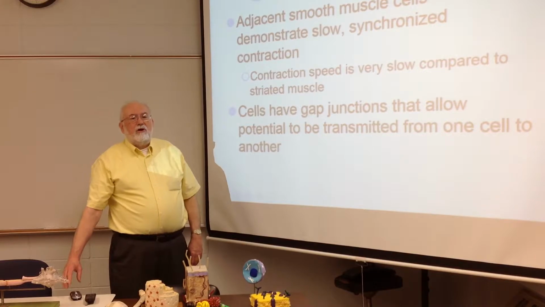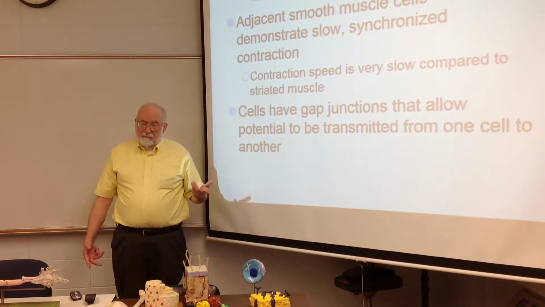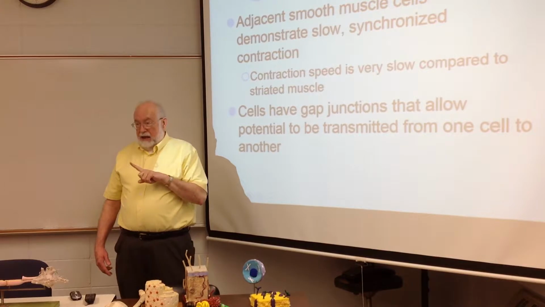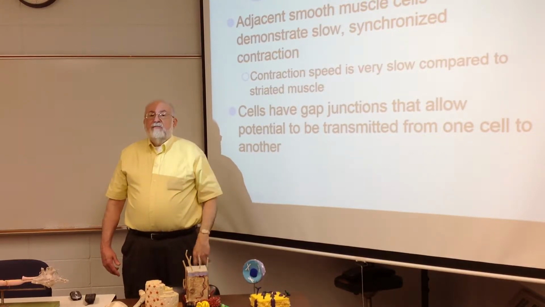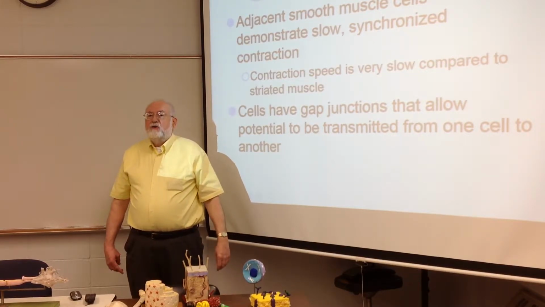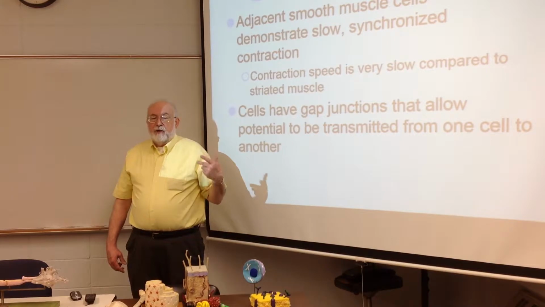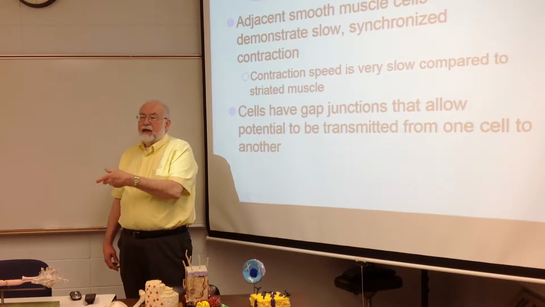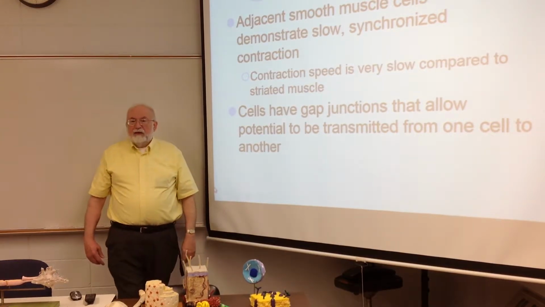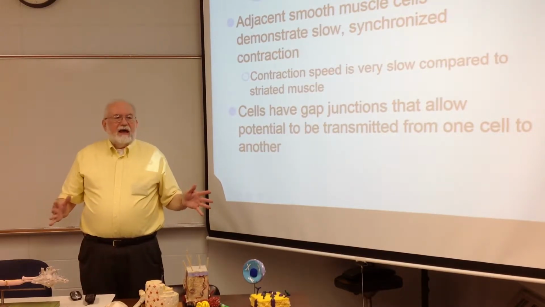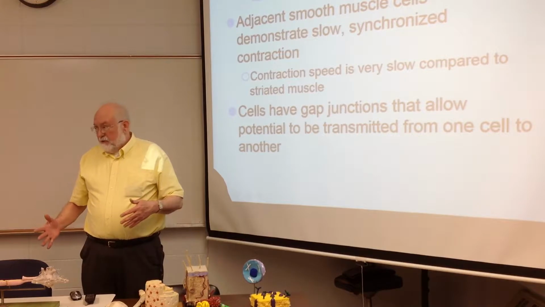Now, when it comes to neuromuscular junctions, we have them, but unlike skeletal muscle where every single cell had its own nerve ending, these don't. Only some of the cells in there will have nerve endings which will stimulate them to contract, and then the contraction passes along in a wave-like manner from cell to cell. So these cells contract slowly and relax slowly in a kind of wave-like pattern.